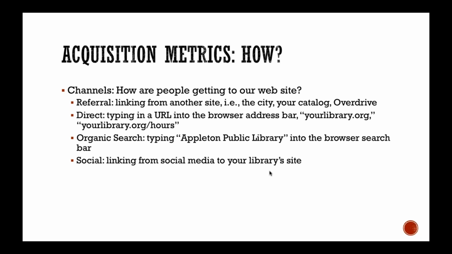Direct is just typing the URL into a web browser. So they would type yourlibrary.org or a sub URL like yourlibrary.org/hours. They're just typing that into the address bar. Organic search would be, hey, I wonder what the public library's website is. So they would type a phrase like Appleton Public Library into the browser bar.